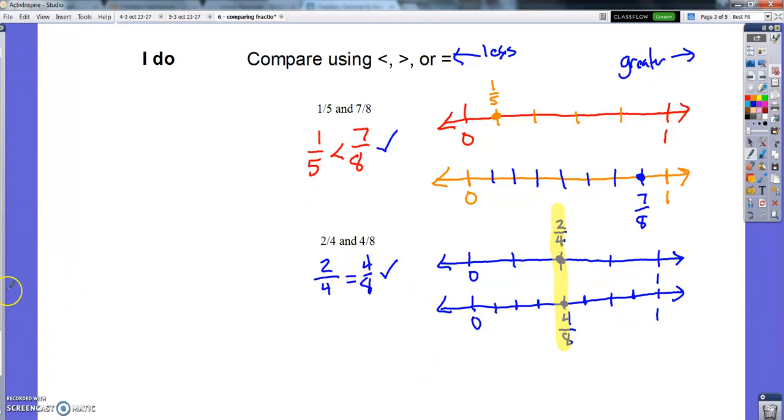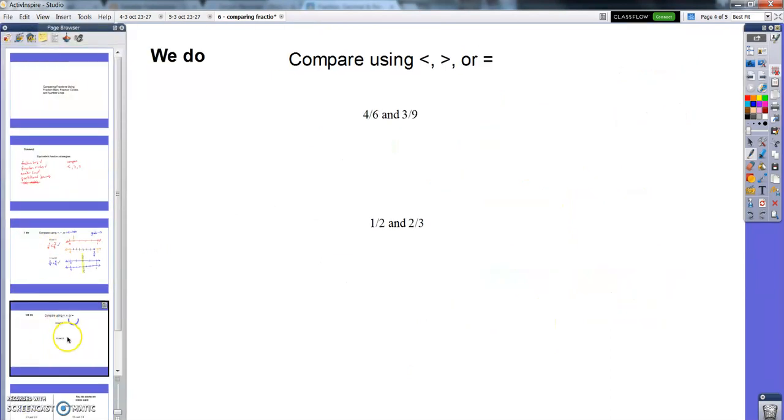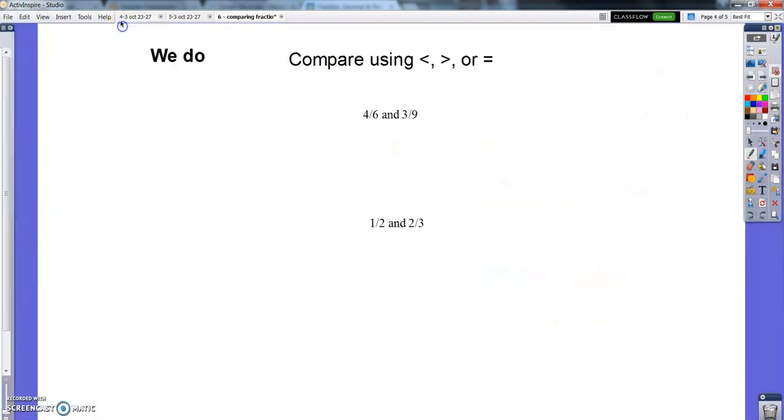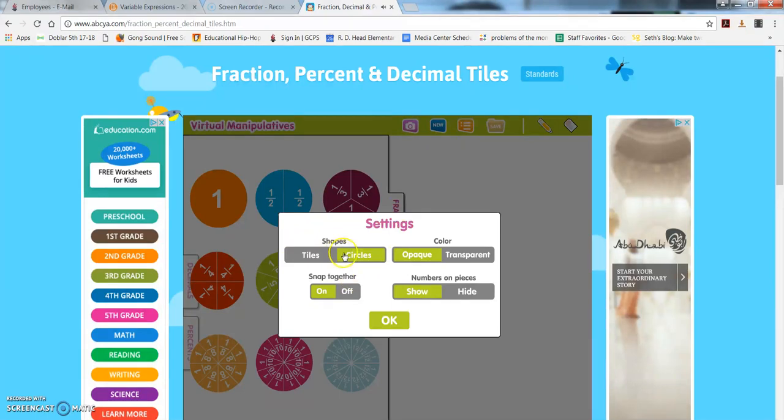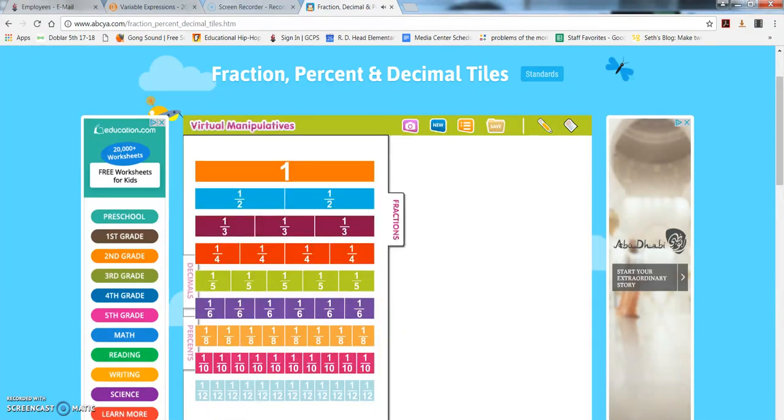All right, open your math notebook, please, and let's do 2 together. So if you need to open your app or go to Fraction Bars ABC on your computer, please do so, because we're going to use 2 strategies here to make sure we're extra careful. So 4/6 and 3/9. Let's compare those using greater than, less than, or equal to. I think I will use bars for that. Switch to tiles for me. Check my fractions again. 4/6 and 3/9.